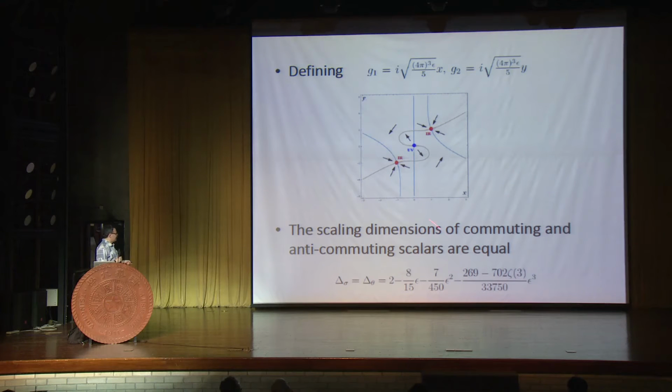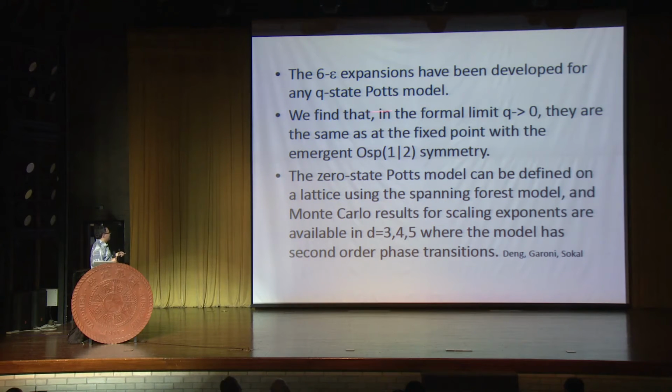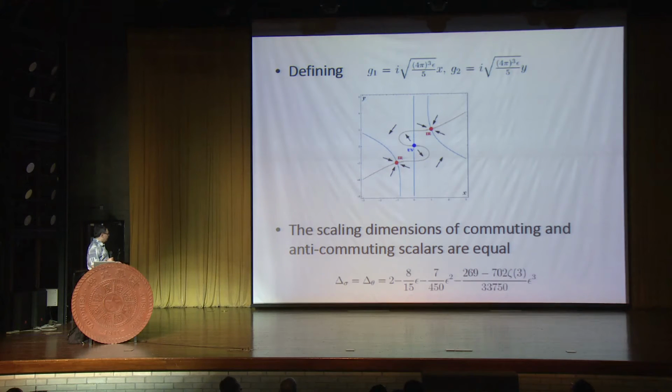So this gives you a kind of nice supergroup symmetry enhancement, which can be done by any student of field theory. And this turns out to be related to a continuation of the Q-state Potts model to Q equals 0. There is this classic work by Zia and Wallace on the Q-state Potts model in 6 dimensions. It becomes renormalizable in 6 dimensions. And if you take the 6 minus epsilon expansions and continue them to Q equals 0, you get exactly the results that I showed you before. You get exactly these formulas. So they coincide with the 0-state Potts model.